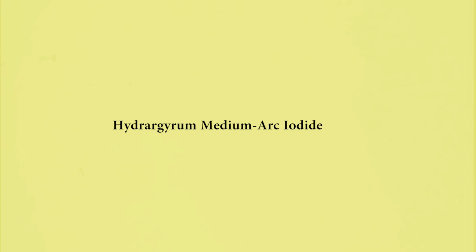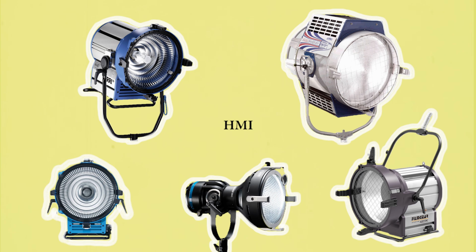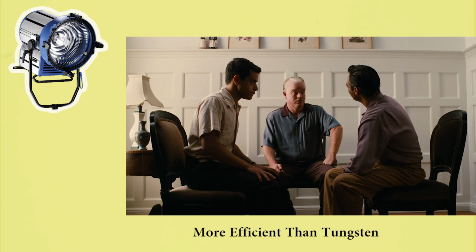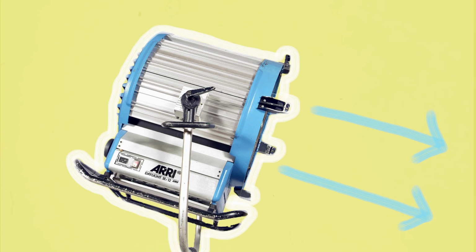Hydrargyrum medium arc iodide lights, or HMIs, which I think is a bit easier to say, are designed specifically for filmmaking. Like tungsten, they provide a very high output of light, but with a greater efficiency. This means that they use less power and don't heat up as much as tungsten units. That doesn't mean HMIs don't produce any heat, however. After larger HMIs have been turned off, it can take quite a few minutes until they become cool enough to handle.